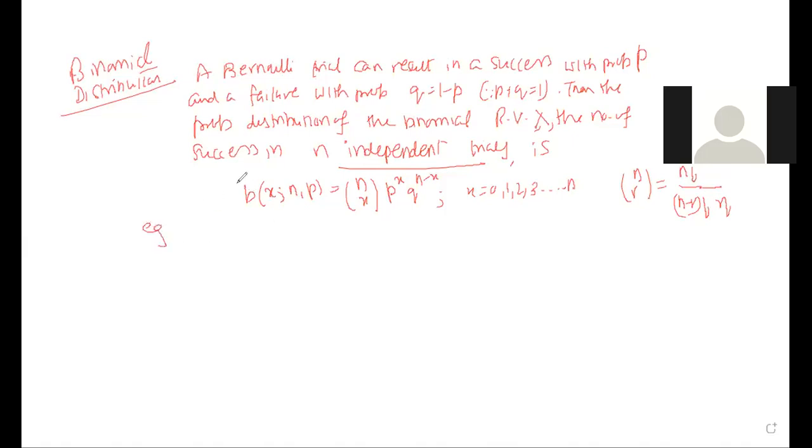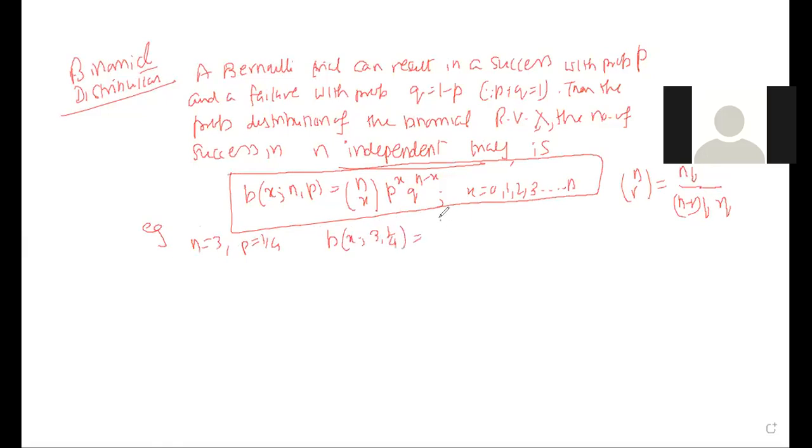This is the definition. As an example, suppose I have N equal to 3 and P equal to 1/4. The probability distribution can be written as the binomial distribution with N equal to 3 and P equal to 1/4, that is equal to 3CX times 1/4 to the power X. Now P is equal to 1/4 and Q is equal to 1 minus P, so 1 minus 1/4 is equal to 3/4. So Q is equal to 3/4, and 3/4 to the power N minus X, that is 3 minus X.